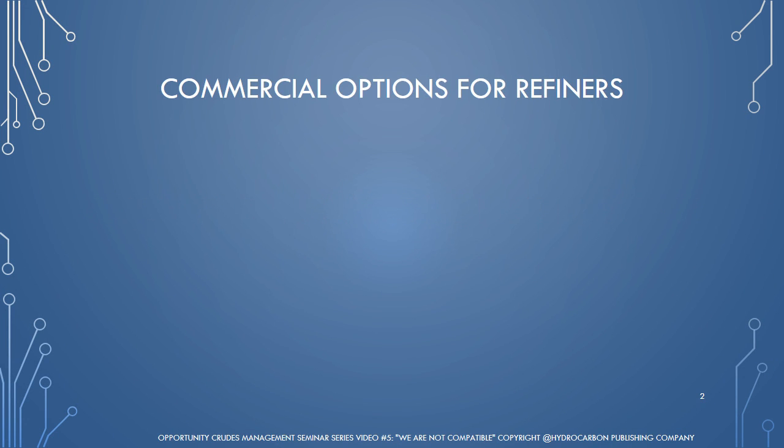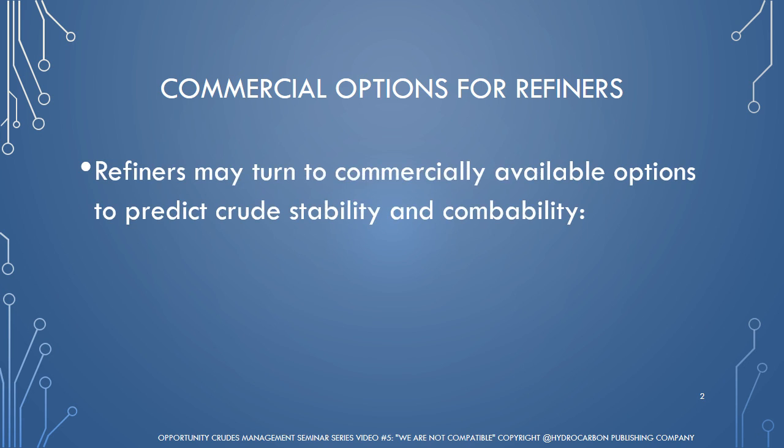In order to prevent problems with crude instability, incompatibility, and fouling, refiners have multiple commercial options they can use. These options include commercial analyzers, methods, models, and software to predict crude compatibility, fouling, and stability.